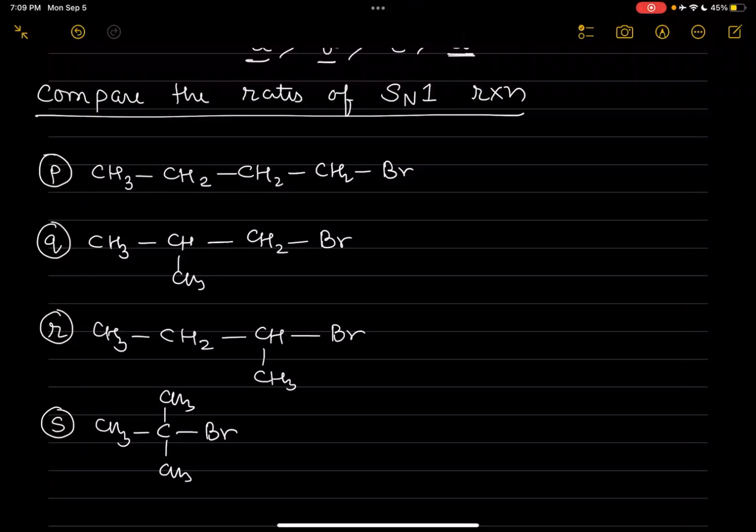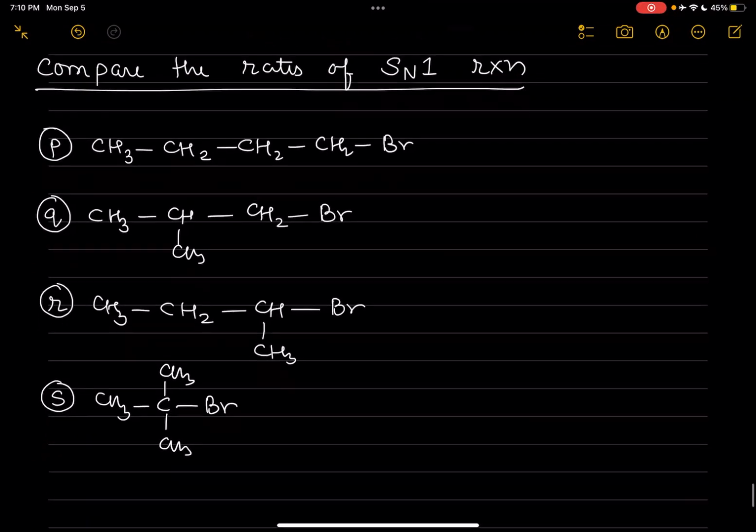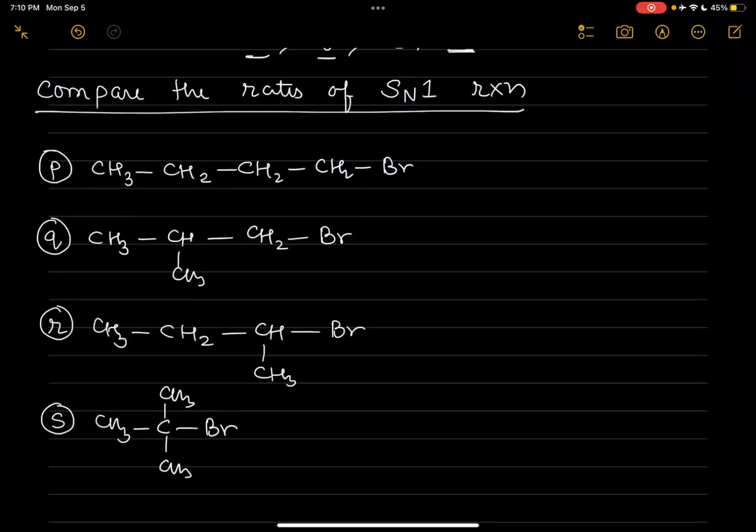So carbocation stability. Carbon is having plus charge, and a carbocation is more and more stable if it is connected to more and more carbon atoms, because the carbon atoms help to give electrons. And that makes the C plus more and more stable. So now tell me what is going to be the rate of SN1 reaction?